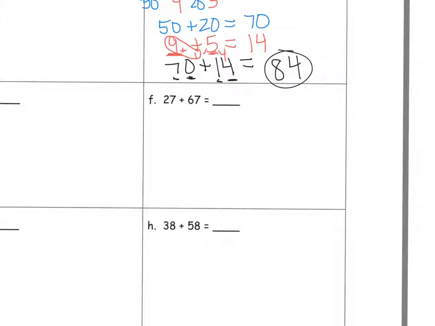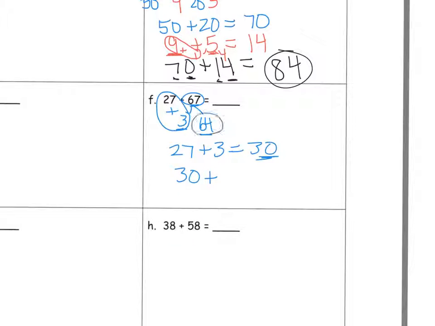So this one, I'm going to take 3 to make my next 10. And I know that if I take 3, I have 63, or 64, and 3 makes 67. So I got to add these to make my 10 first. So I'm making 10 to get 30. And then I'll take that 30 and I'll add it to 64.